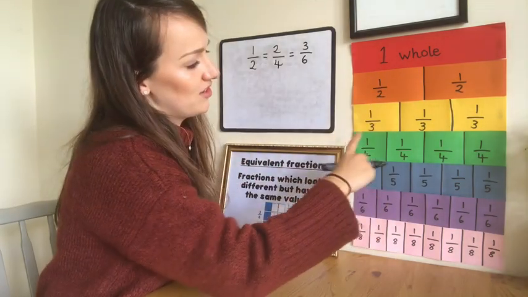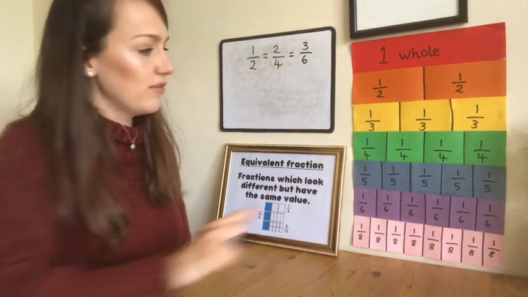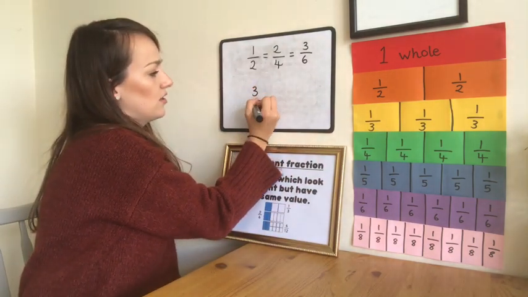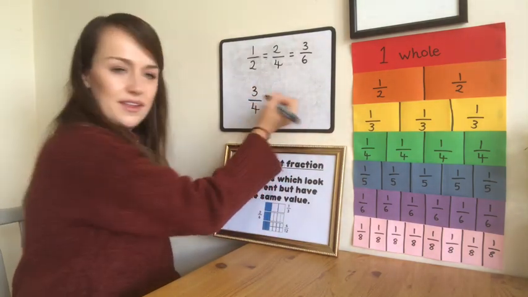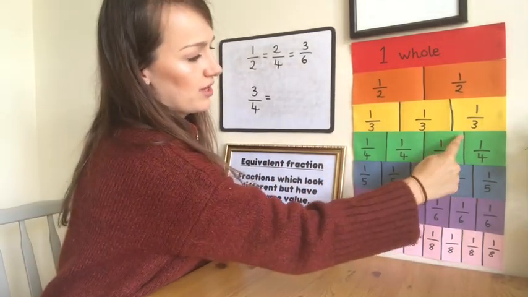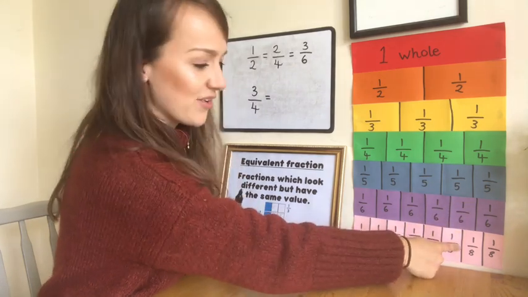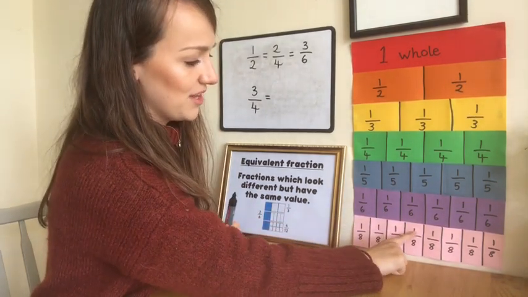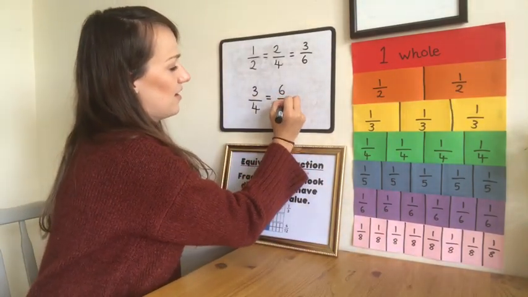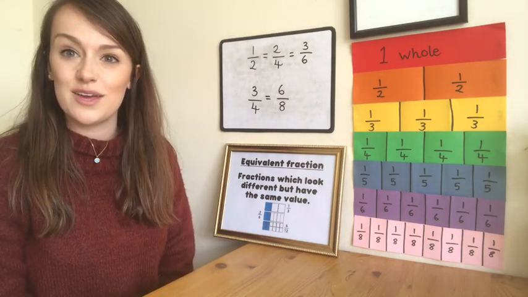Okay, let's try and find another one. So let's go here. Let's try and find something that is equivalent to 3/4. Let's see if we can find. So have a look down your fraction wall. Okay, find your 3/4. See if there's anything that's the same size. And so there is. 1, 2, 3, 4, 5, 6. 6/8 are equivalent to, are the same size as 3/4.